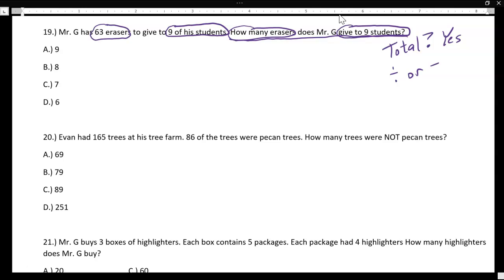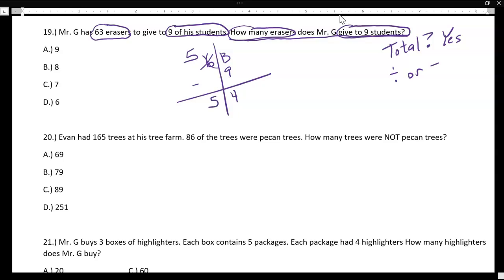Now, let's think about this. Let's say we're going to subtract. You don't have to write this part, just let me write it. Let's say I'm going to subtract 63 minus 9, right? If I do this, this would be my answer.